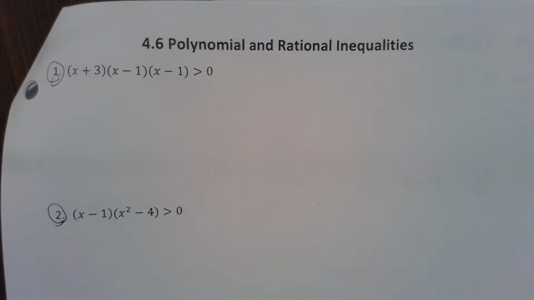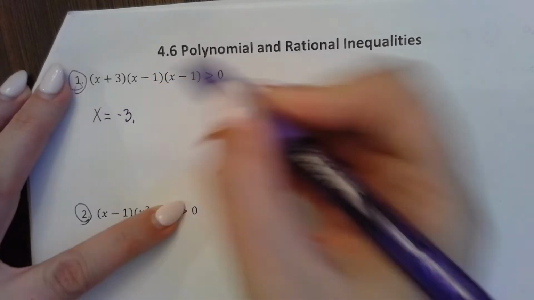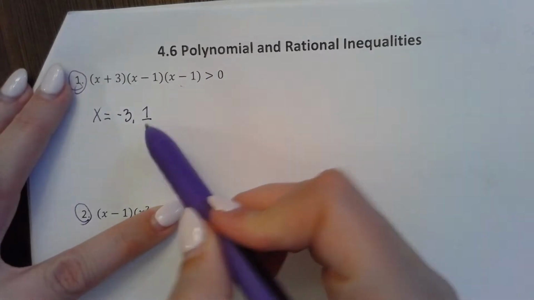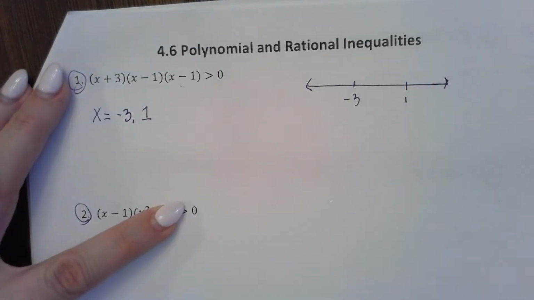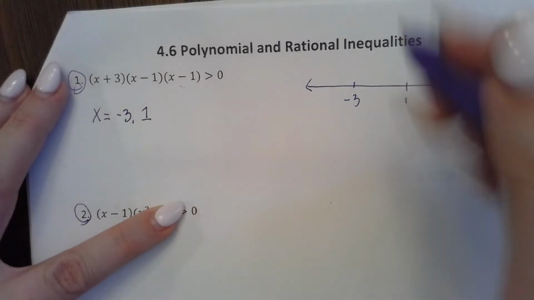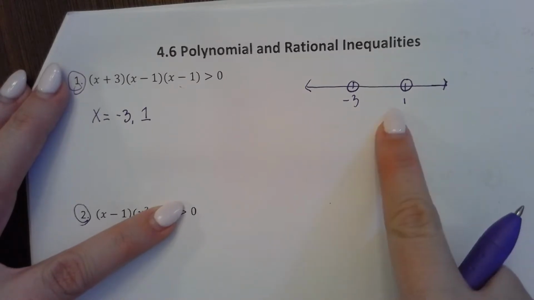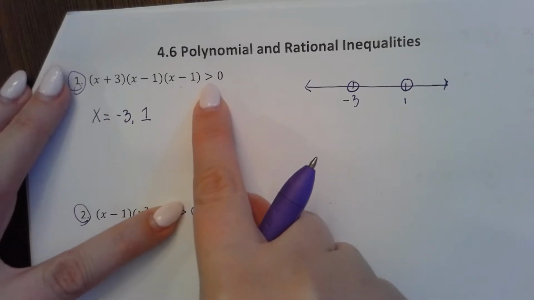Okay, so if I want to know where this function is greater than 0, then I need to know what the x-intercepts are. If I set this equal to 0, I would get -3. If I set this equal to 0, I would get +1. So our x-intercepts are at -3 and +1. Now, because this is strictly greater than 0, these have to be open circles, because I'm not allowed to be at -3 or +1, since it's not "or equal to," it's strictly greater.